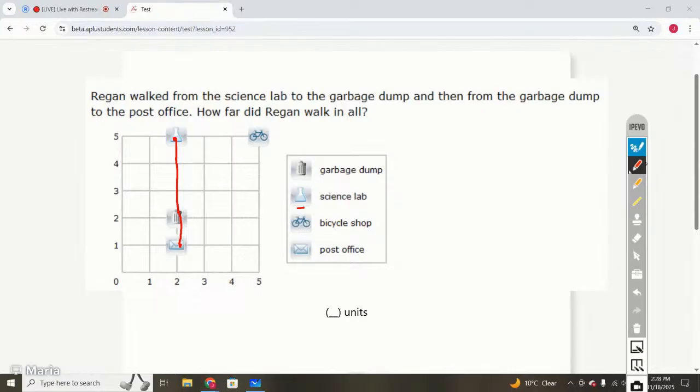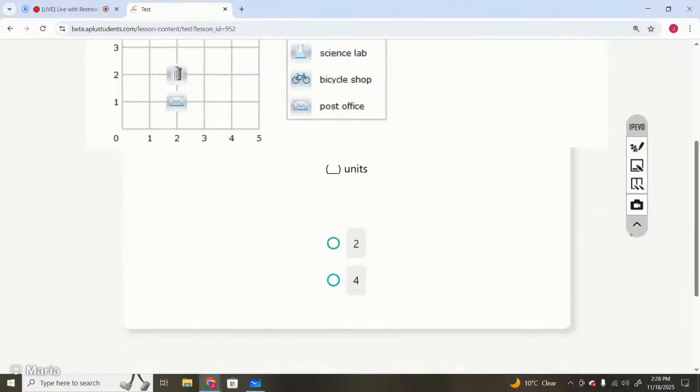One, two, three, four. The correct option is 4 units. Option number two is the correct option.